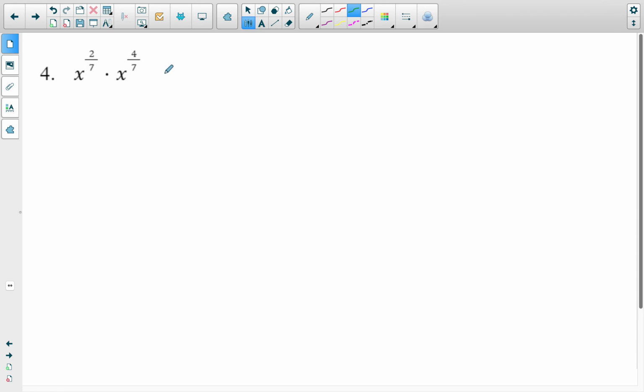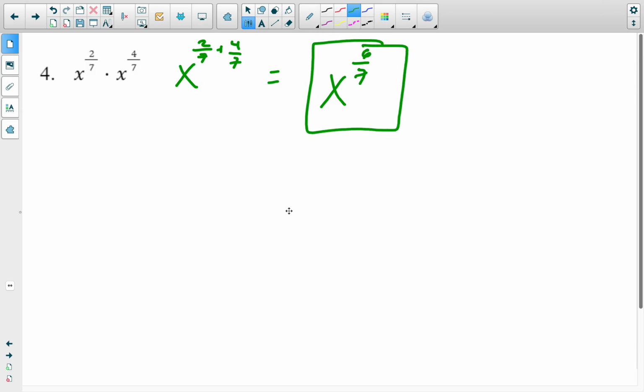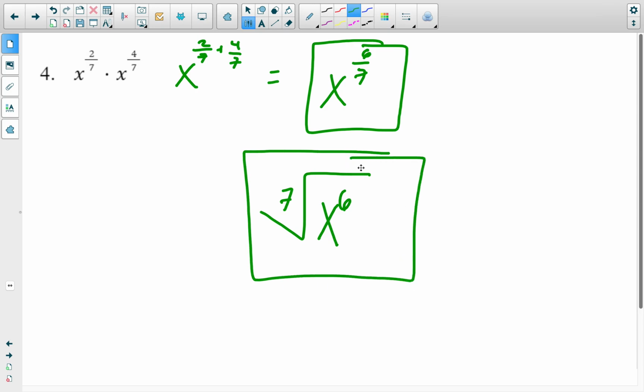All right, here exponent rules still apply, so we have two terms with the same base. We can actually add their exponents. So this will become x to the 2/7 plus 4/7 power, which will become x to the 6/7. So you can leave it in exponential form, or if you wanted to see it in radical form, bottom, left, top, right.